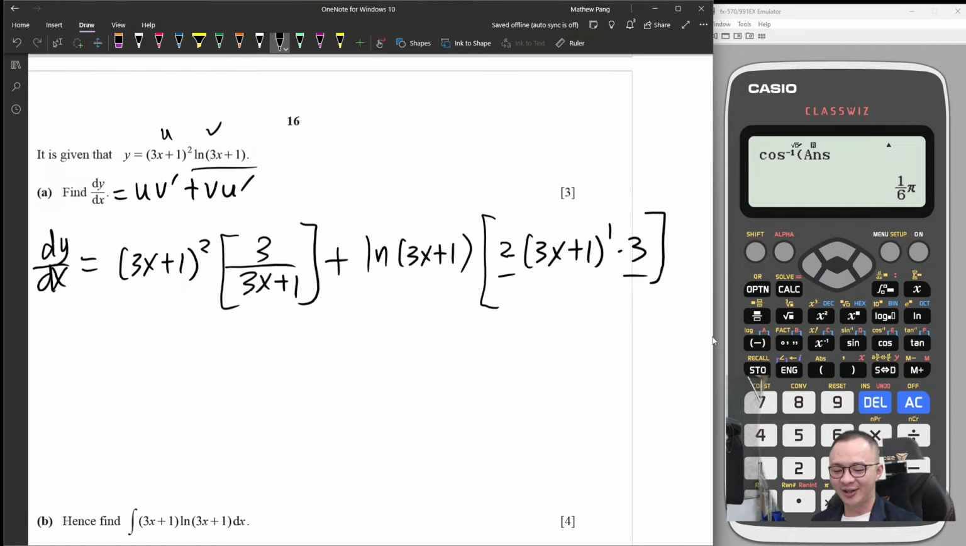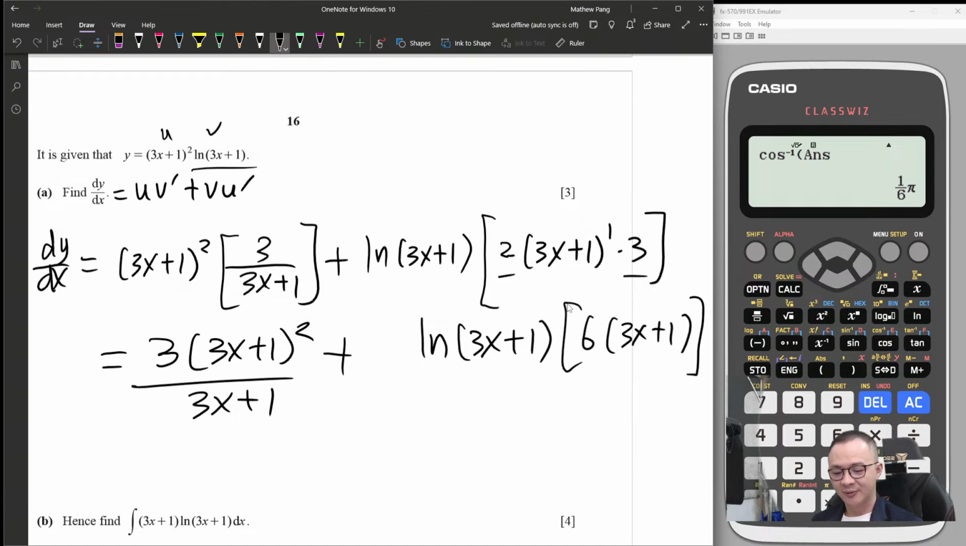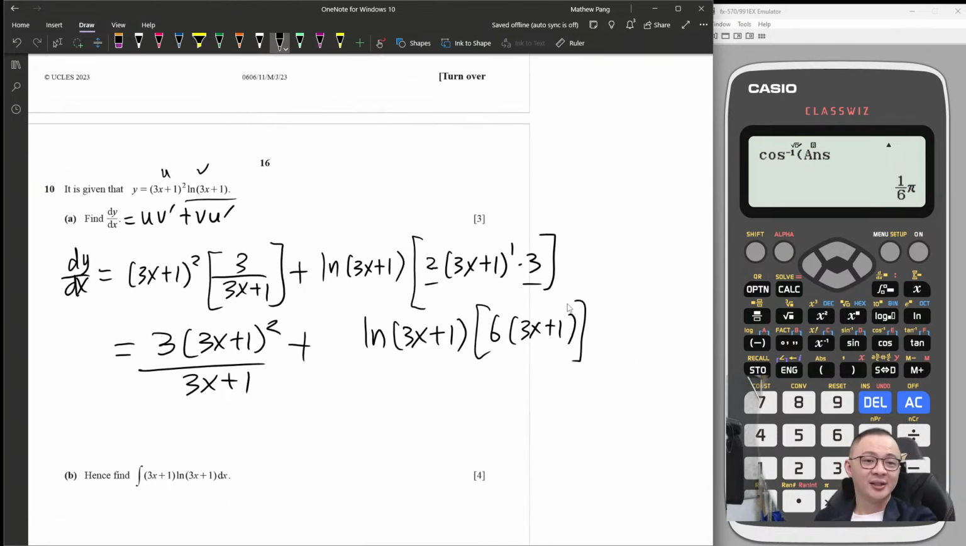I don't like this one. Can I straight away write the 6? Never mind, I write it nicely. 3x plus 1 squared over 3x plus 1, plus 6 ln 3x plus 1. I think I better write it like this. Okay, I will leave my answer like this, because the question doesn't ask me to further simplify, so I'm not going to further simplify here. So you just leave it like this.